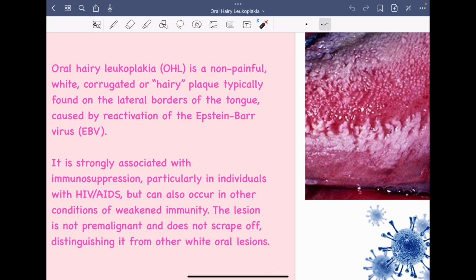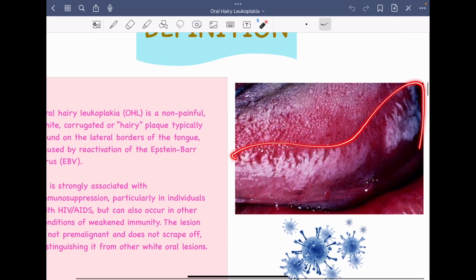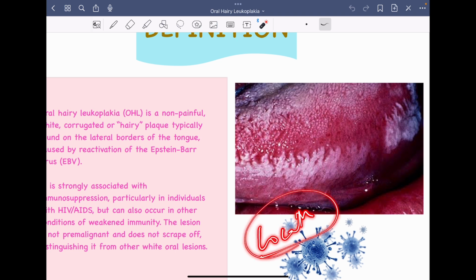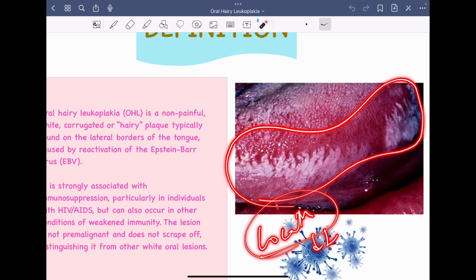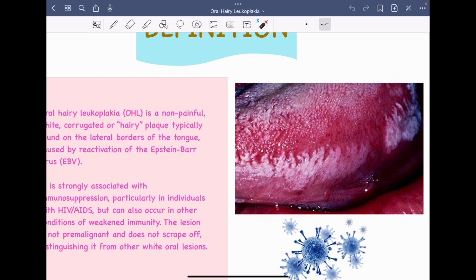And it sometimes becomes very difficult to distinguish it from other types of oral white keratotic lesions. So it resembles leukoplakia definitely, but you have to look at the location. If it is along the lateral borders of the tongue, then definitely it is a case of OHL. And also the hair-like projections. Typically leukoplakia appears as a cracked mud-like appearance, but here we can see a corrugated appearance, and its presence over the lateral margins of the tongue distinguishes it from other types of leukoplakia.